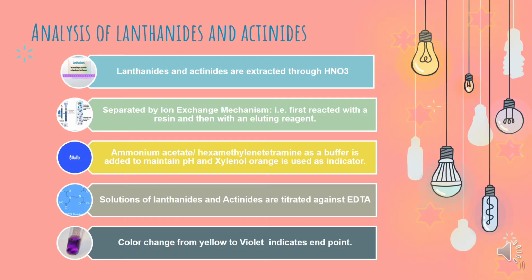After that, ammonium acetate is added as a buffer solution to maintain its pH, and xylenol orange is used as an indicator. Then the solutions of lanthanides and actinides are titrated against ethylene diamine tetraacetic acid, and the color change from yellow to violet indicates endpoint, which is due to the formation of complexes of lanthanides and actinides with EDTA.